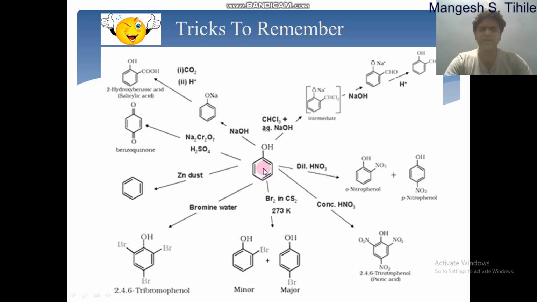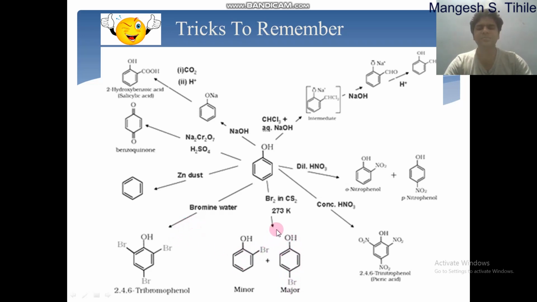Then similarly, if we do the reaction of phenol with bromine in presence of carbon disulfide at 273 Kelvin, means at 0 degree Celsius, it results into the formation of orthobromophenol and parabromophenol. The major product is parabromophenol, because here at ortho position a steric hindrance occurs. Therefore, the repulsion occurs and hence the quantity of the product reduces. Here the major quantity is at para position, because the steric hindrance does not repel each other.